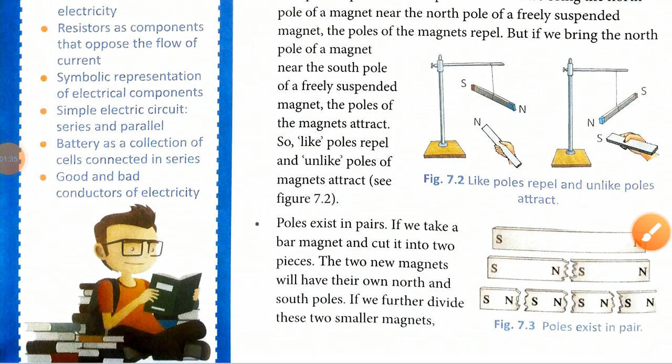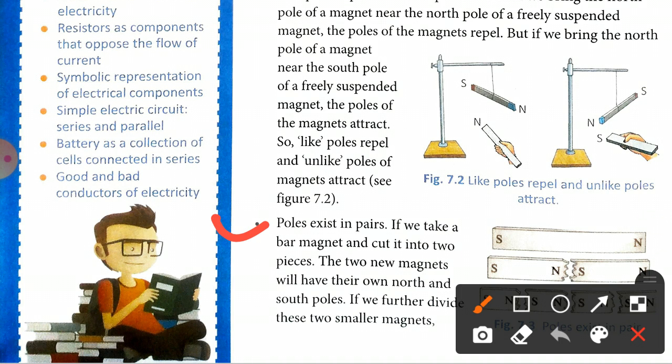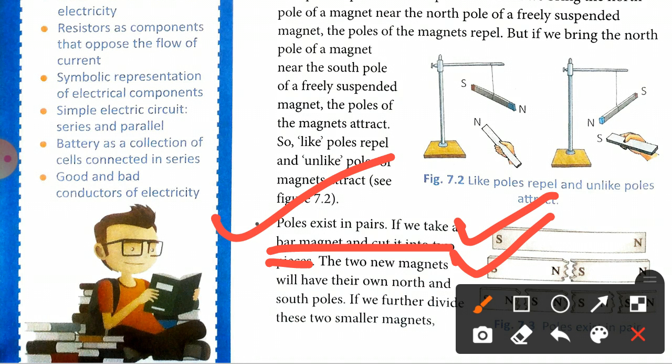Now the third point: poles exist in pairs. The poles of a magnet always exist in pairs. You can see here there is a south and a north pole. If we take a bar magnet and cut it into two pieces, what happens? Do the poles still exist? Yes, the answer is yes. The south and north poles still exist. So the two new magnets will have north and south poles.